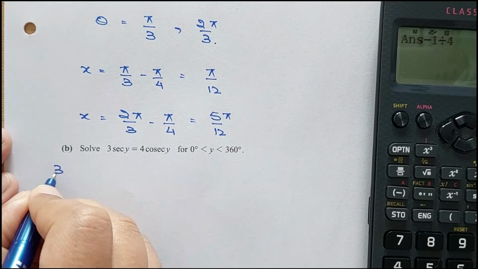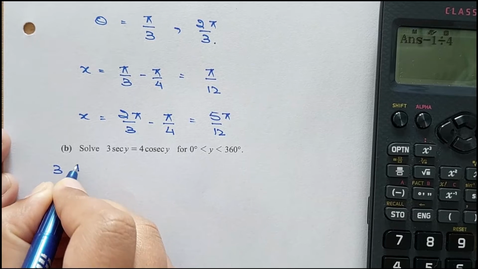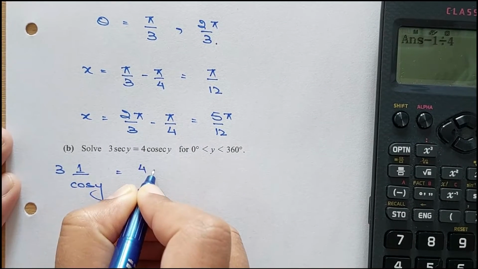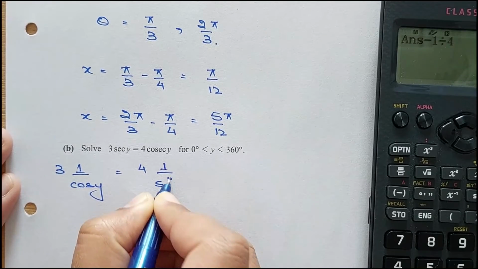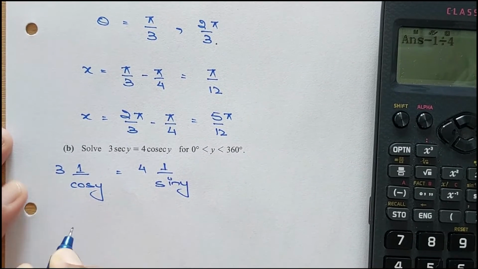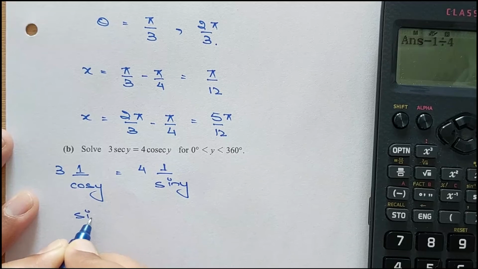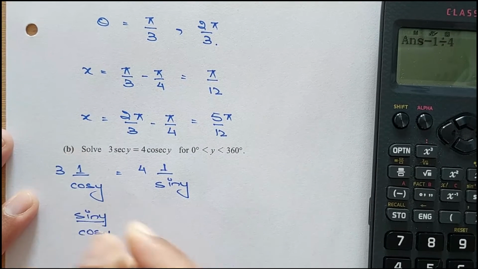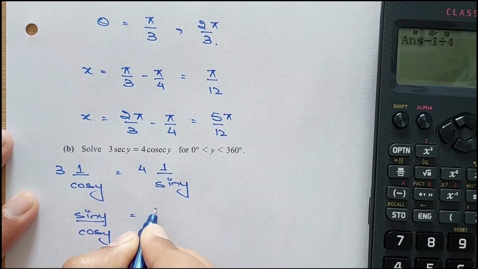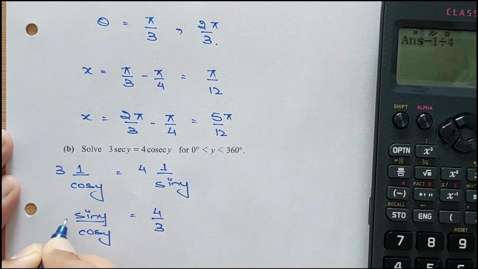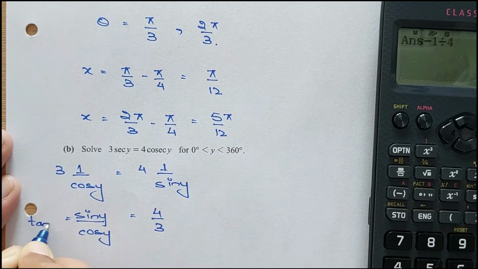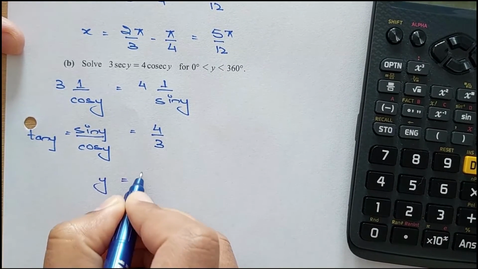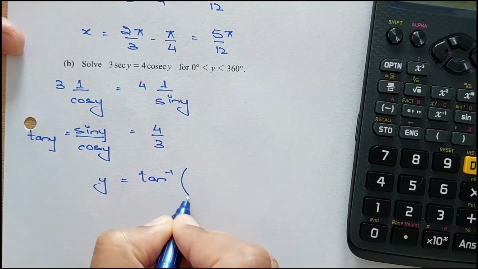Okay, so let me simplify it first. Secant is 1 by cos y, equals 4 cosecant, which is 1 by sine y. So cross multiplication, we have sine y over cos y equals 4 by 3. And sine by cos is tangent y, so tangent y is 4 by 3. So for y, we have tangent inverse of 4 by 3.